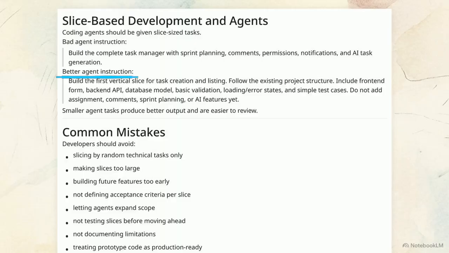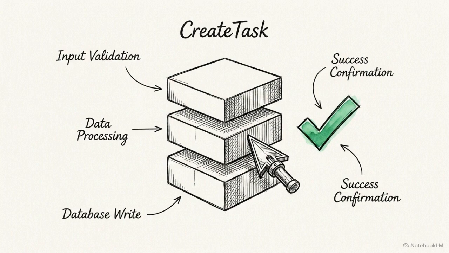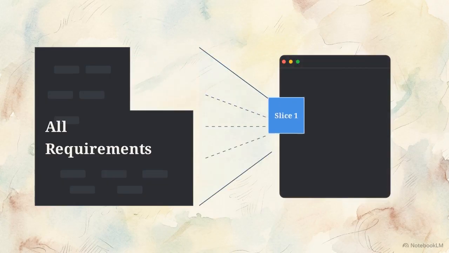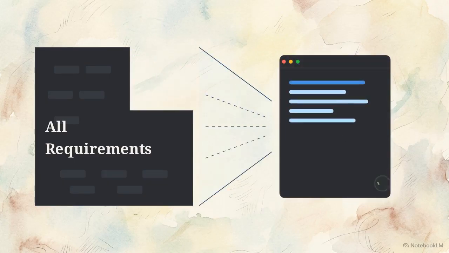A highly controlled prompt gives the agent a precise, slice-sized task. It includes strict negative constraints, explicitly telling the AI, do not add assignment, comments, sprint planning, or AI features yet. This restriction forces the agent to return small, modular chunks of code. These chunks are easy for a human developer to read and verify. Effectively managing AI coding tools requires bottlenecking their output. You have to slow the generation down to match your actual capacity to review and understand the logic.